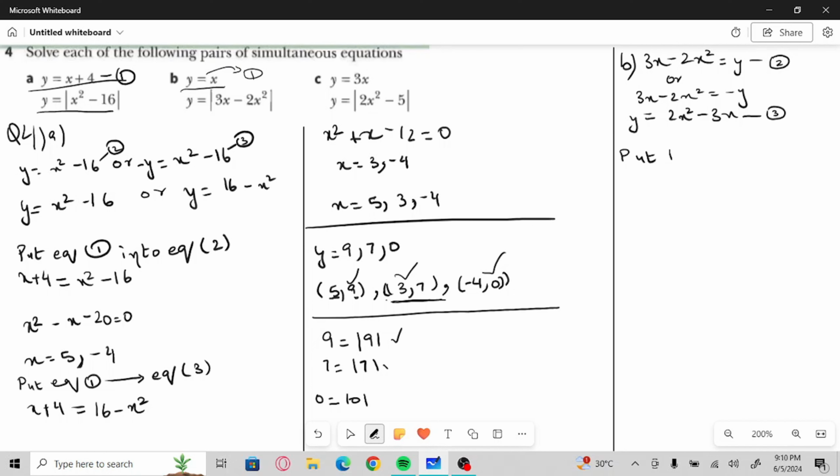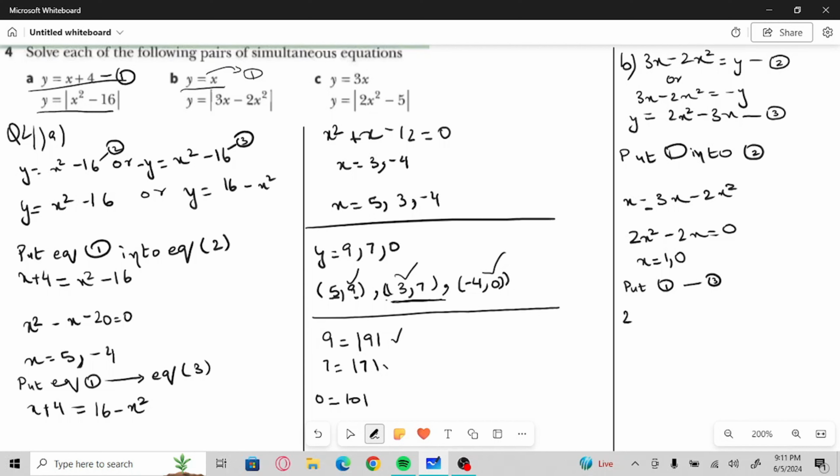So put 1 into 2. Okay, so we will say that x is equals to 3x minus 2x squared. So we will get 2x squared minus 3x plus x. So minus 3x plus x is basically minus 2x. So it's going to be 0. Again, if we just input this quadratic equation into the calculator, we will get x equals to 1 or x equals to 0.